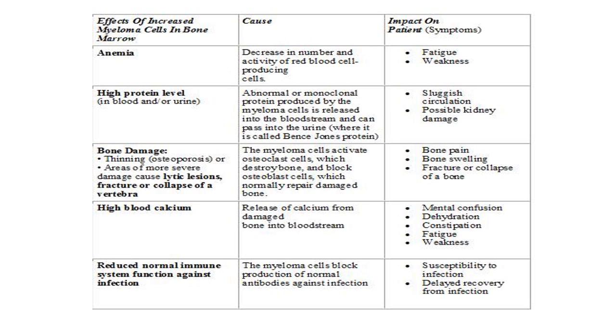High blood calcium levels, or hypercalcemia, may also occur, and that is because the calcium is released from the damaged bone into the bloodstream, and that can lead to the signs and symptoms of hypercalcemia: dehydration, constipation, fatigue, weakness, and mental confusion. And then on to the next one here, reduced normal immune function against infection, and we talked about that already with how the myeloma cells actually block the production of normal white blood cells or antibodies against infection. So their immune system is extremely immunosuppressed, and they are susceptible to a lot of infection.